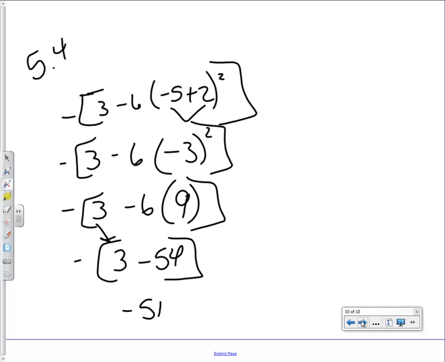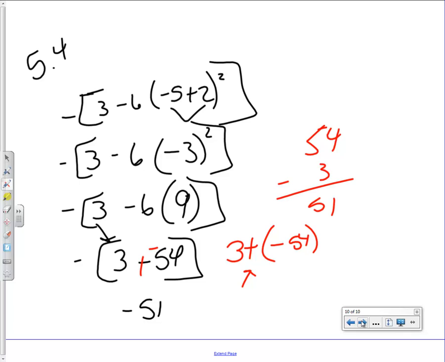How did I do that? Well, I changed the sign to addition, changed the sign of the number next to it, and then I look at this problem and I have 3 plus a negative 54. It's an addition problem. Signs are different. Subtract and take the sign of the bigger number. Bigger number was negative, so that's how I got negative 51. This is still in the parentheses, and the negative is on the outside, so my final answer is a positive 51. Why? Because this is a negative 1 times a negative 51. Two negatives make a positive, so 51 is my final answer.